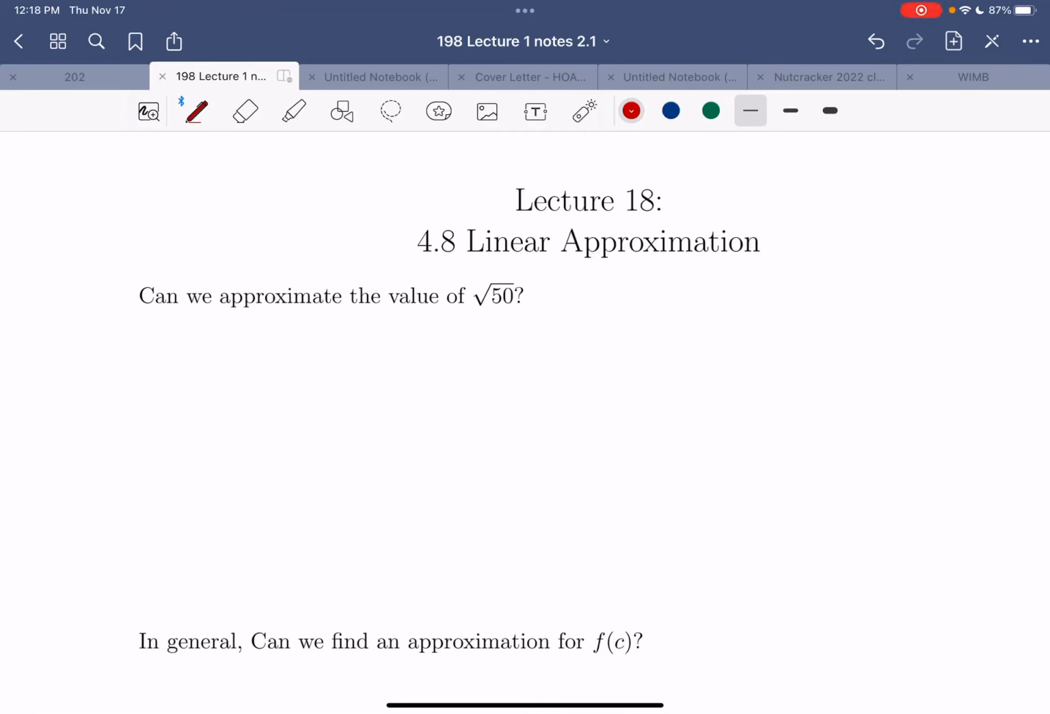Hi all, this is lecture 18. We're talking about 4.8 linear approximation today.